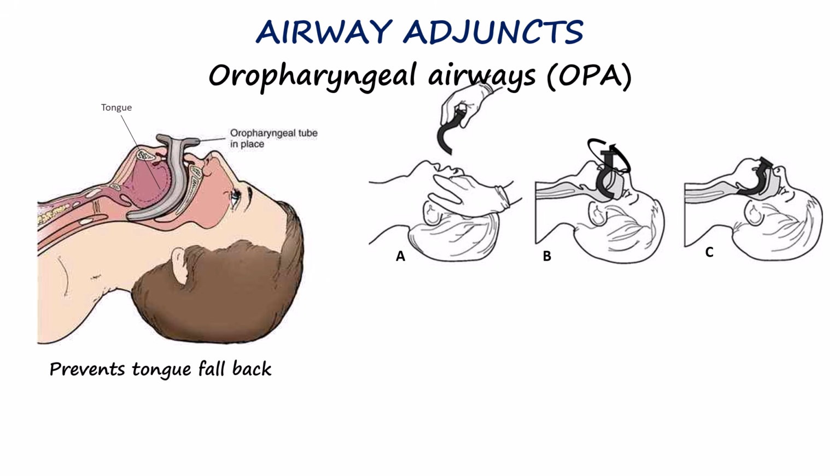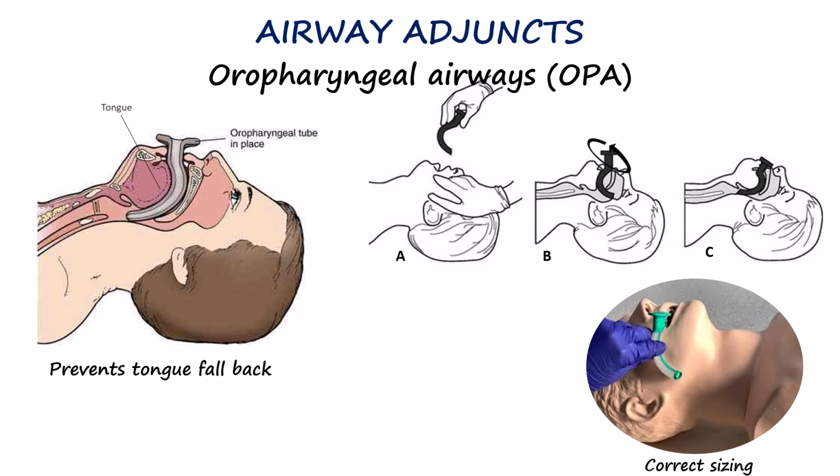lips. Choosing the correct size is important, and the appropriate airway is one that extends from the corner of the mouth to the angle of the mandible. It should only be used in unconscious patients without a gag reflex, because insertion in a patient who is awake or semi-conscious can trigger gagging, vomiting, or laryngospasm.